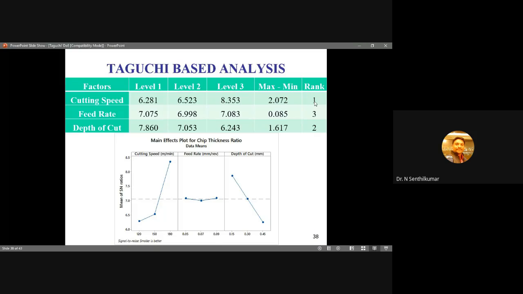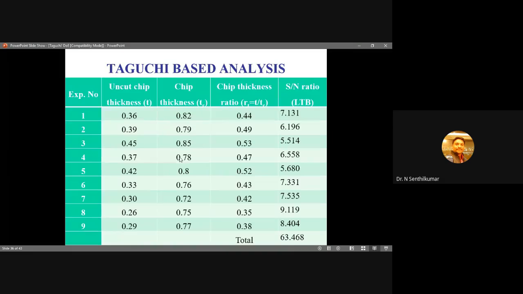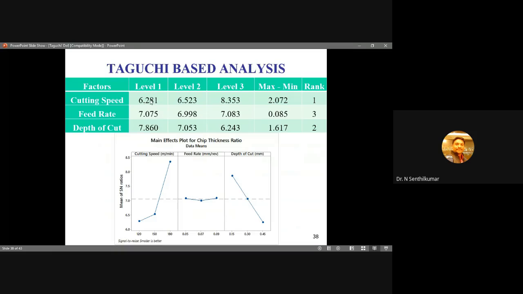So for this I am going to determine the level values, the response table. How are you going to get 6.281? For cutting speed, I will tell. For cutting speed, the level value is 120. So 120, 120, 120, these 3 are trial numbers 1, 2, 3. So 7.131 plus 6.196 plus 5.514 divided by 3 will be this value.